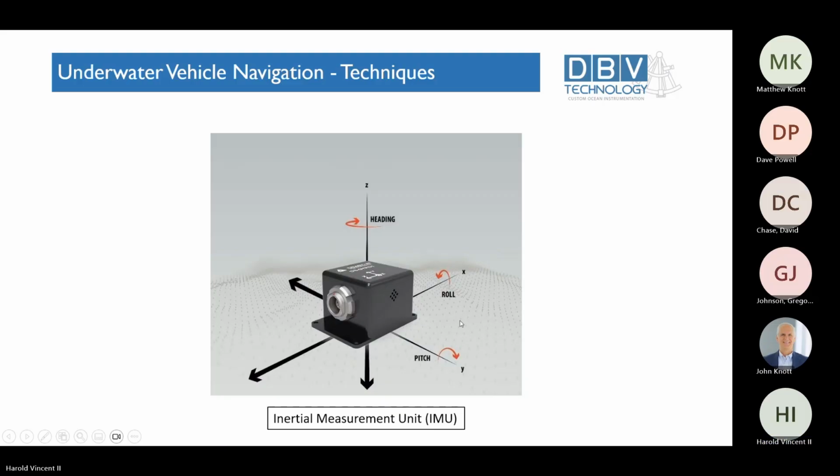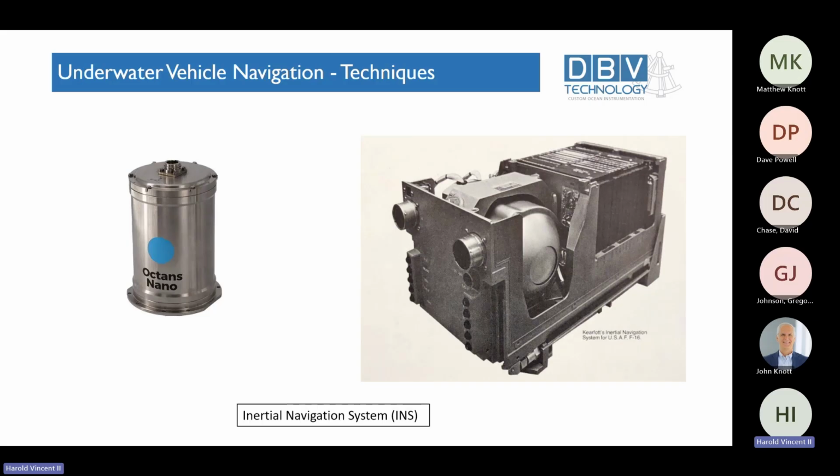The IMU as a key component of an inertial navigation system. Here we see an Exail inertial navigation system that's fiber optic gyro based as some of the sensors in the inertial measurement unit. And to the right is an older Kearfott inertial navigation system. They come in different levels of accuracy, sizes, power consumption, etc., but a key component within the autonomous undersea vehicle.